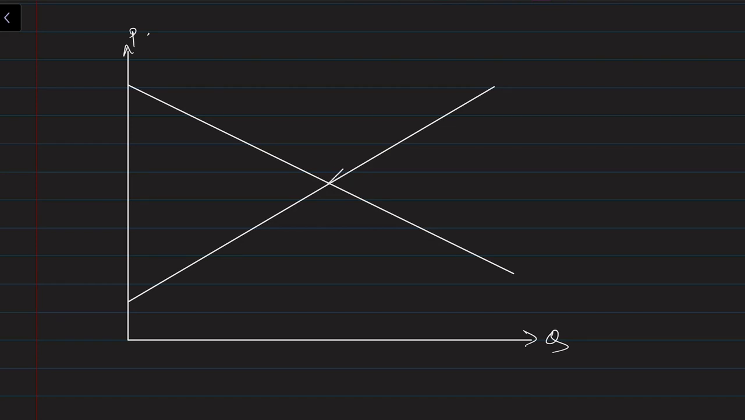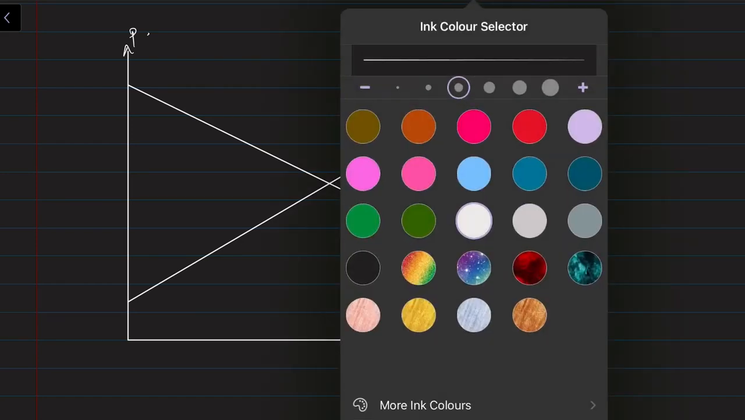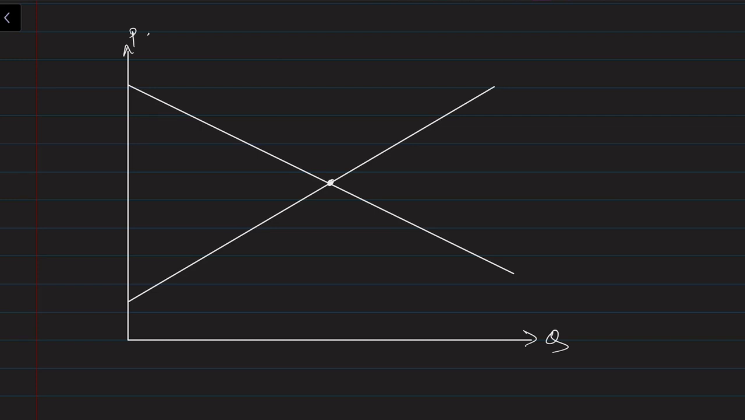So this is our equilibrium, right? This is our equilibrium. So the consumer surplus is the area under the demand curve and the equilibrium price, right? So this whole triangle is the consumer surplus. And what is producer surplus? So the area under the supply curve and the equilibrium price is the producer surplus. Okay, so this is the producer surplus.